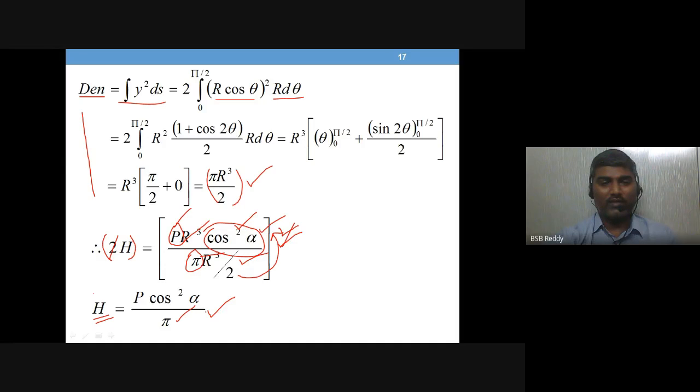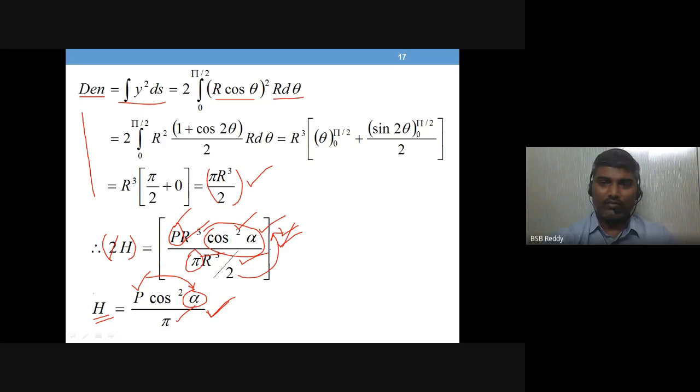This is the value of h, the horizontal reaction of a two-hinged semicircular arch applied by a point load at an angle of alpha from the crown, or with respect to vertical. Okay, this alpha is with respect to vertical, remember. Okay, so if you have a load p at an angle of alpha, that is going to be your h value. Okay, even you can now compare or check this answer with your earlier answer.